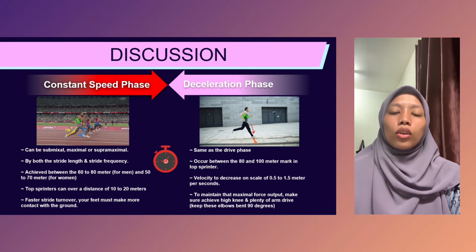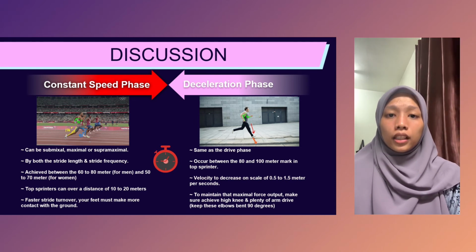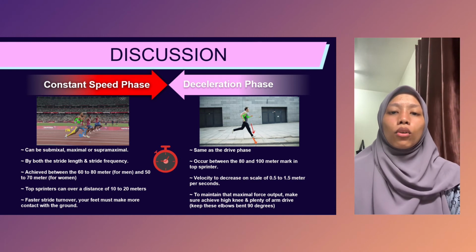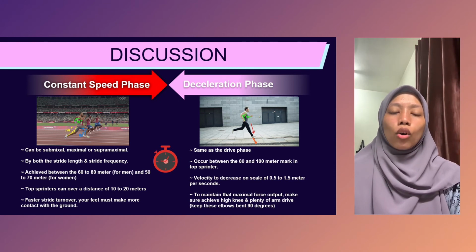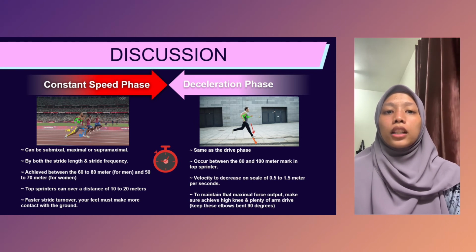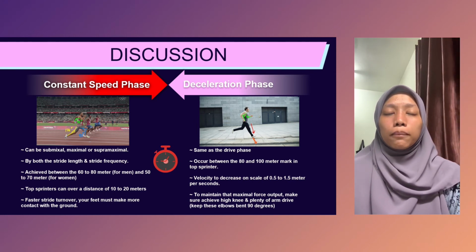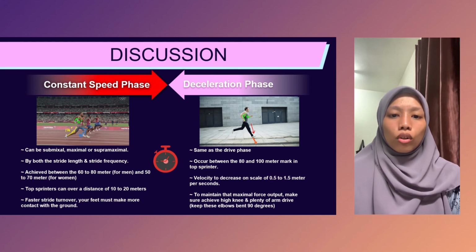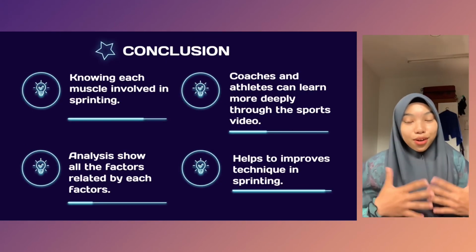Velocity decreases on a scale of 1.0 to 1.5 meters per second and is caused by central and peripheral fatigue. To help maintain the maximum force output in the final stretch of the sprint, be sure to achieve high knee action and plenty of arm drive, and keep those elbows bent at 90 degrees. So that's all from me. So this is the end of our slide.